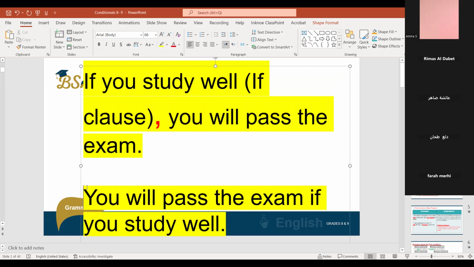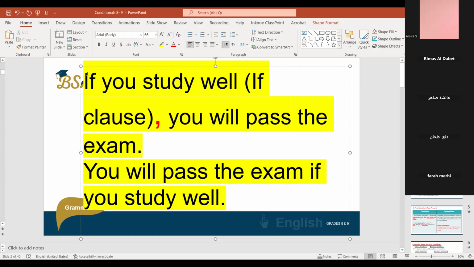Bravo. If I start with the if clause, I need to put a comma. If I start with the result clause, there is no need to put a comma, as you can see here. Bravo. Are there any questions till now before I complete?